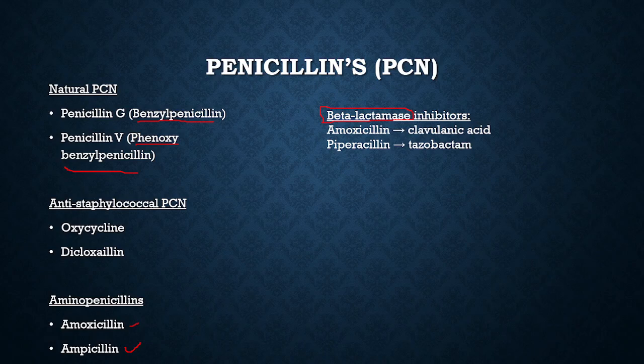So when people decided they wanted to inhibit this enzyme, they developed the beta-lactamase inhibitors. That's going to be your clavulanic acid, which is added to the amoxicillin. So it's a combination, and tazobactam is added to the piperacillin.